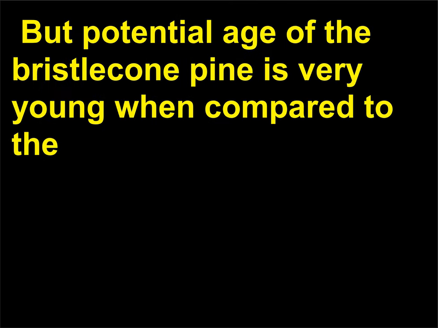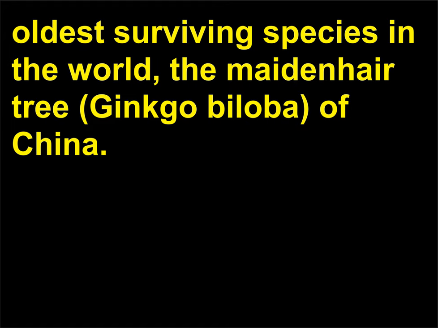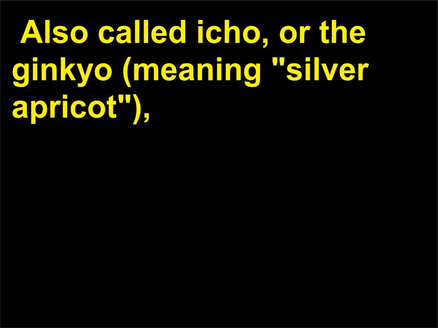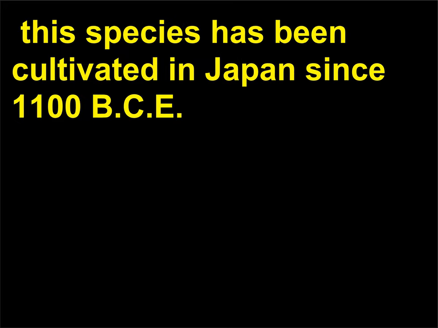But the potential age of the bristlecone pine is very young when compared to the oldest surviving species in the world, the maidenhair tree, Ginkgo biloba, of China. This species of tree first appeared during the Jurassic era, some 160 million years ago. Also called Icho, or the Ginkgo, meaning silver apricot. This species has been cultivated in Japan since 1100 BCE.